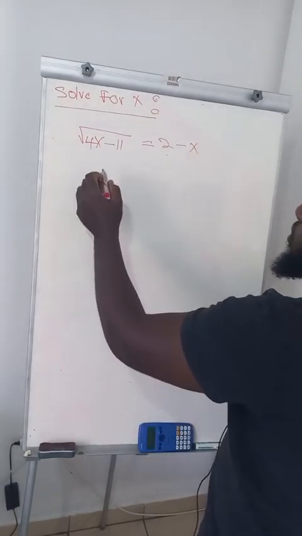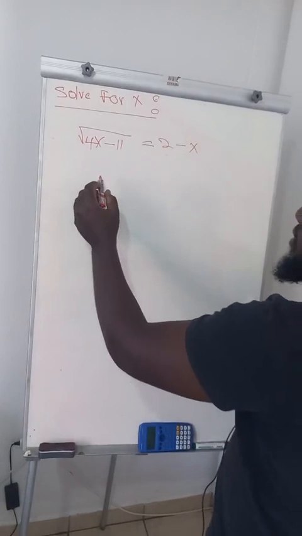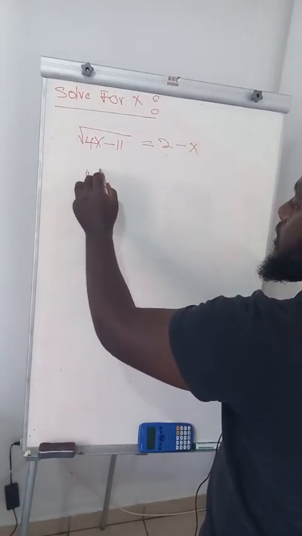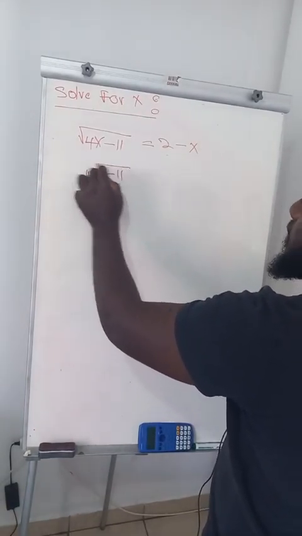So you find that here you firstly need to remove this square root. So removing the square root, you'll have to square both sides, because this will say 4x minus 11, and then this square root will be here.